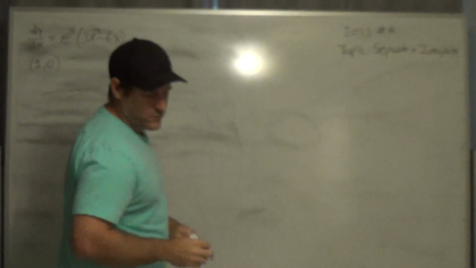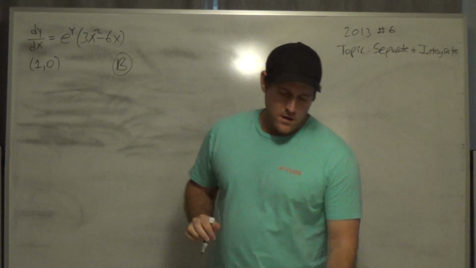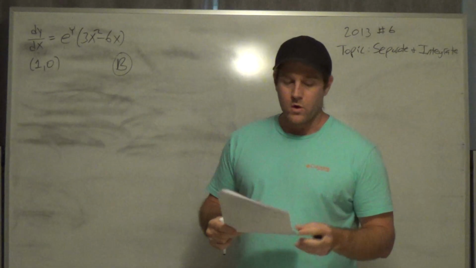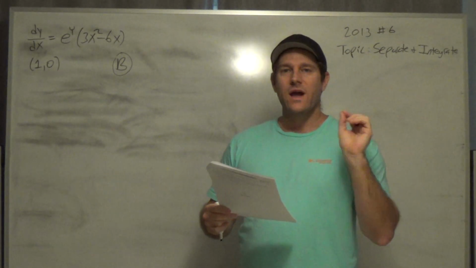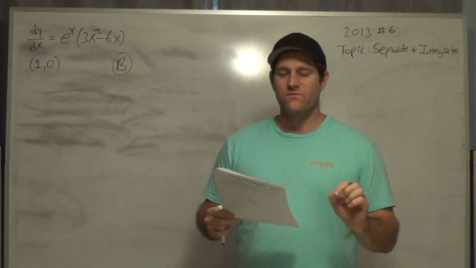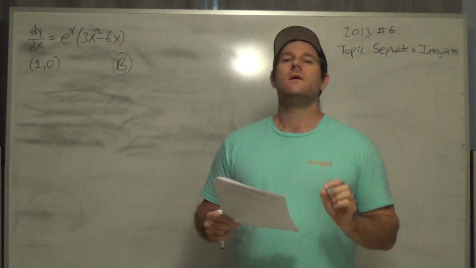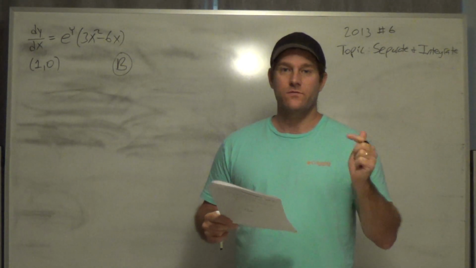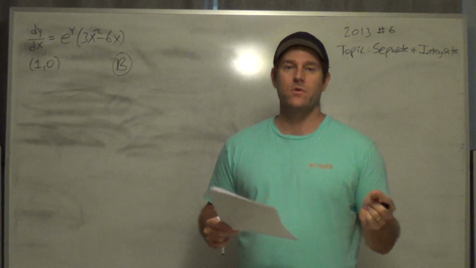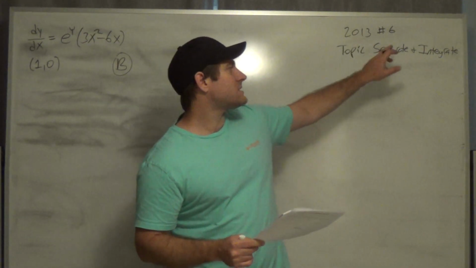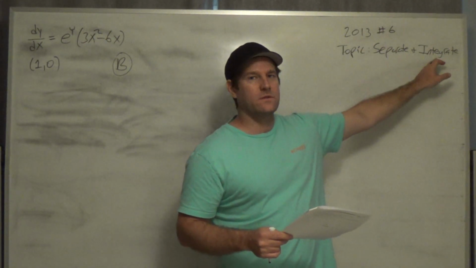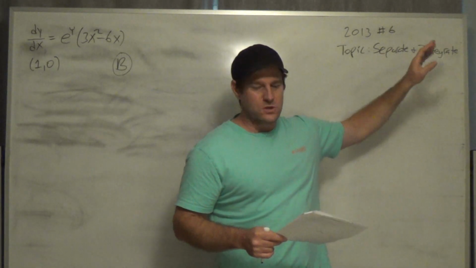Alright, so what are they looking for in part B? I need you to look at the words, find y equals. They're asking us to find what y equals, or find the particular solution. Very important. Find what y equals or find the particular solution. That is your key to separate and integrate. And if you do not separate, if you just try to take the antiderivative right now, they won't even grade it. You just get no points.